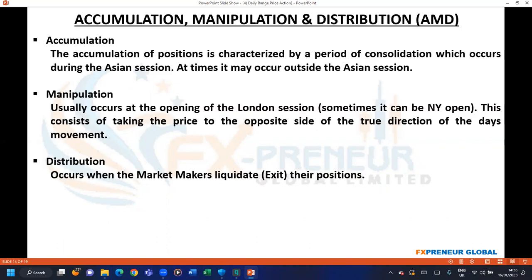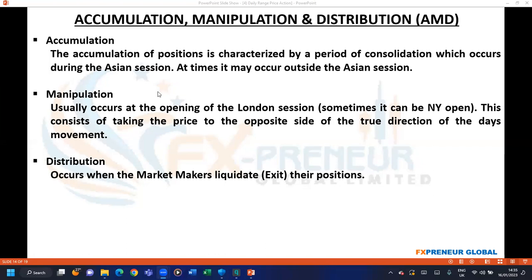Accumulation. The accumulation of position is characterized by a period of consolidation which occurs during the Asian session. At times, it may occur outside the Asian session. So the accumulation is the same thing as the Asian session. It's a period where the market experiences consolidation due to lack of liquidity. This is probably between your Asian and Sydney session. Most times, accumulation can also extend outside the Asian session, that is into the London Open. So that is your accumulation, a period of consolidation.